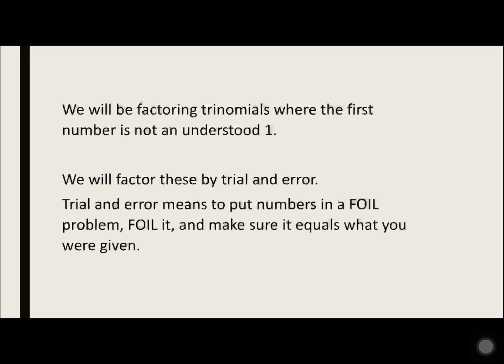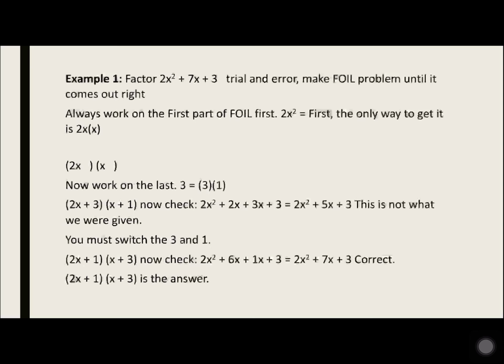We will be factoring trinomials where the first number is not an understood one. We will factor these by trial and error. Trial and error means to put numbers in a FOIL problem, FOIL it, and make sure it equals what you were given. Example 1, factor 2x squared plus 7x plus 3, trial and error. Make a FOIL problem until it comes out right.